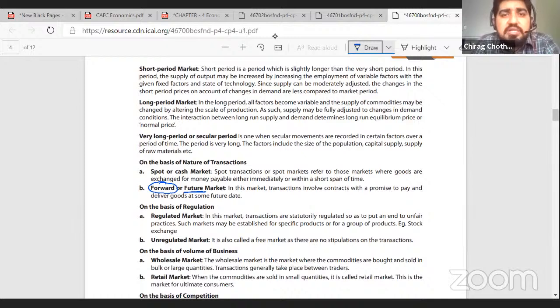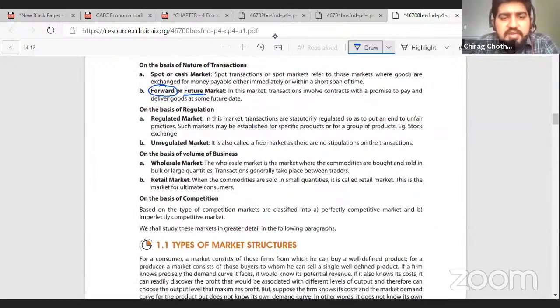A market for retailers, I repeat, a market for retailers is called as wholesale market. A market for consumers is called as retail market. A market for retailers is wholesale market because retailers go and buy from wholesale market. Wholesalers buy it from manufacturers. Yes or no? So wholesale market, bulk or large quantities; small quantities, directly catering to the consumers, it will be retail market. Last one, on the basis of competition, my dear friends, right?